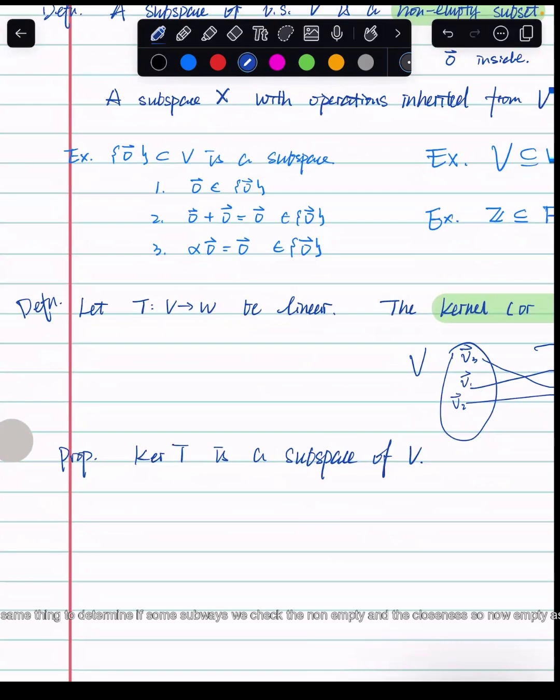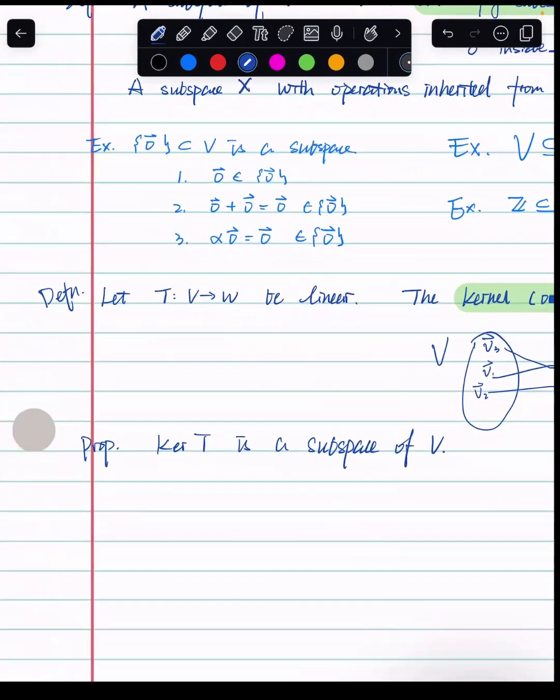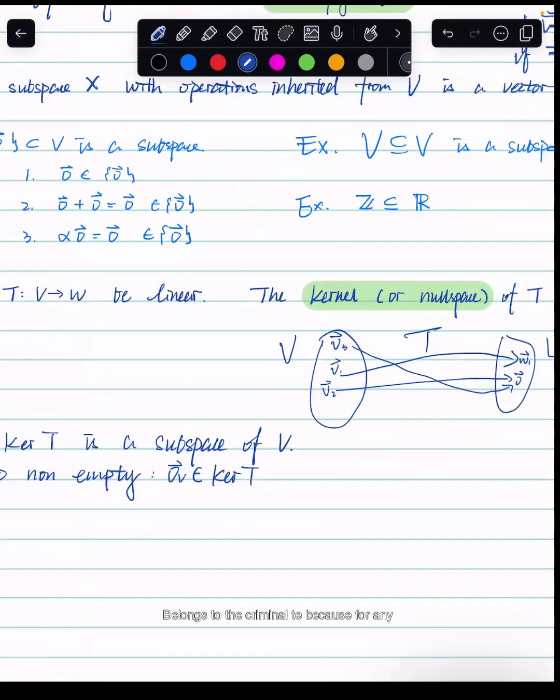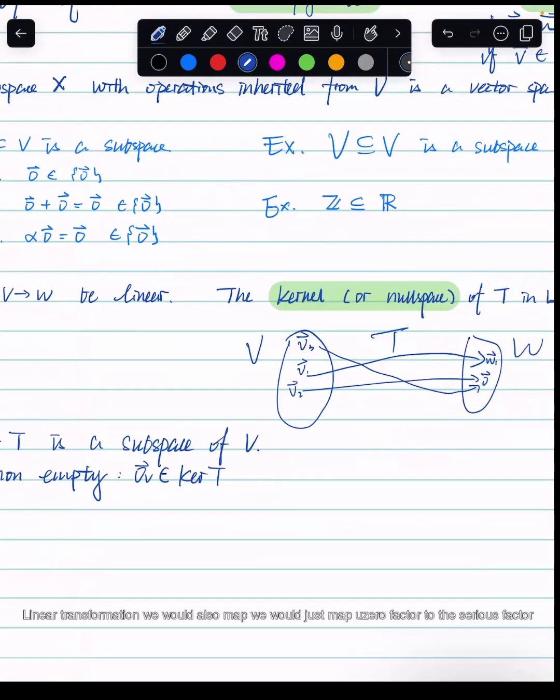So non-empty: we at least know the zero vector in V belongs to the kernel of T. Because for any linear transformation, we just map the zero vector to the zero vector.